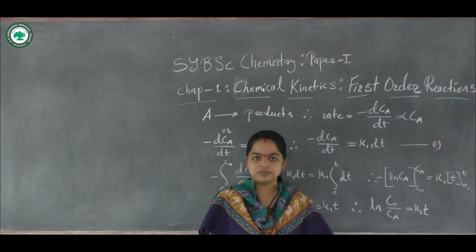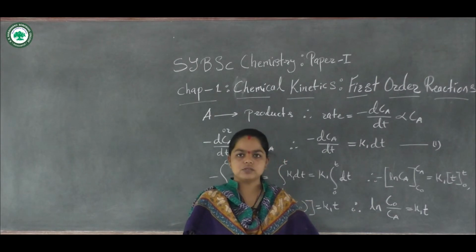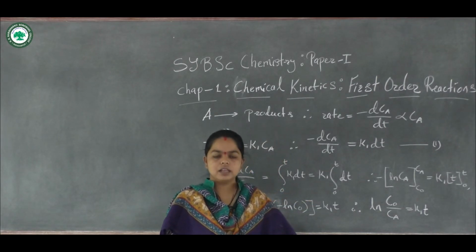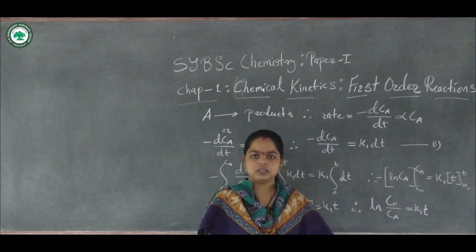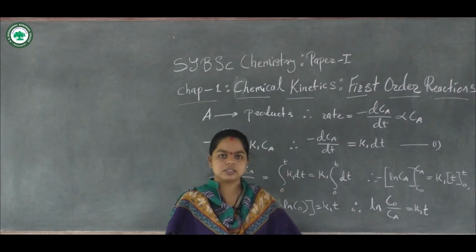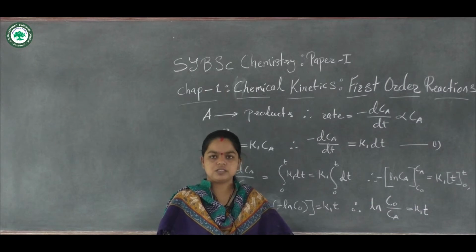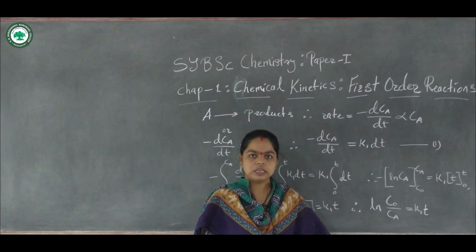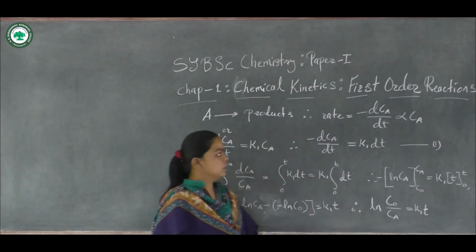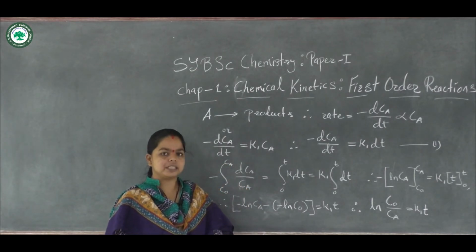In the last lecture of the Physical Chemistry of SY-BSc, paper first, we have started the first chapter, Chemical Kinetics. In that chapter, we have studied the zero order reactions in the last lecture and its characteristics. Now for this lecture, we are going to study the first order reaction, the mathematical expression for the first order reaction and its characteristics. Now let us start the mathematical expression for the first order reaction.